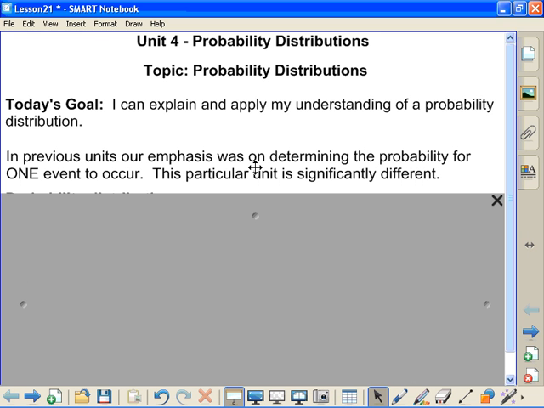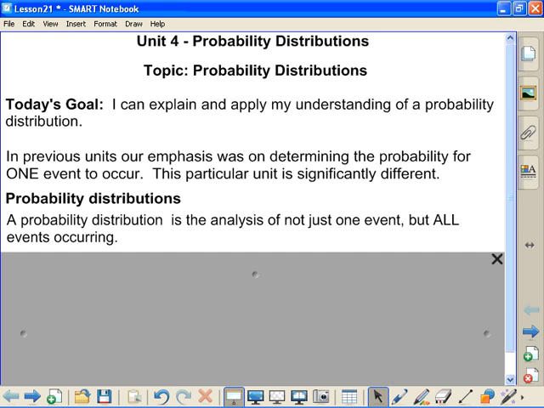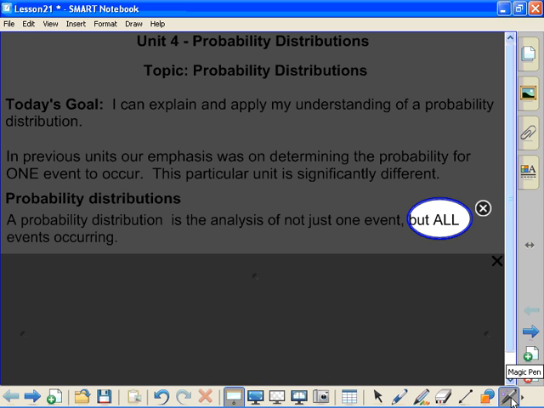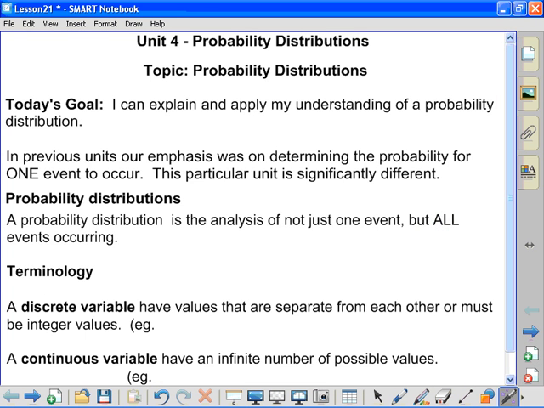In previous units, the emphasis was on determining the probability for one event to occur. So how many ways can you have 2 boys on the committee? How many ways can you have 3 wins in a best of 5? This one is significantly different because we're no longer looking at one outcome. We're looking at an analysis of all outcomes. So we are looking at the probability distribution, the probability of all events occurring. We're not focusing on just one event.